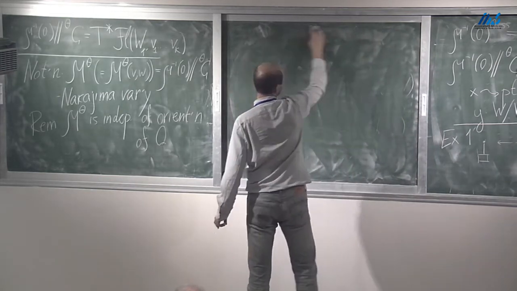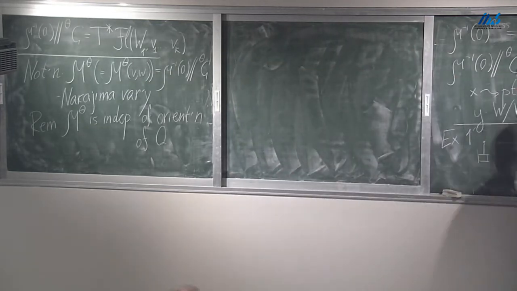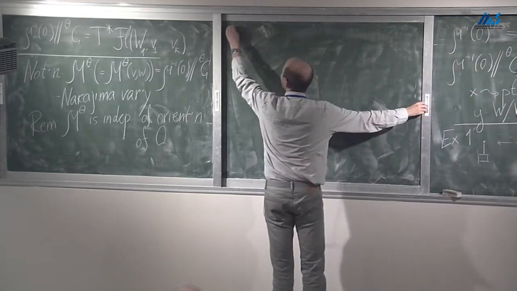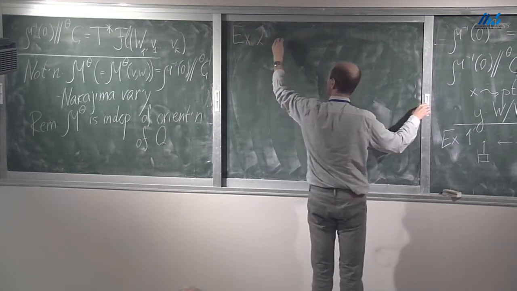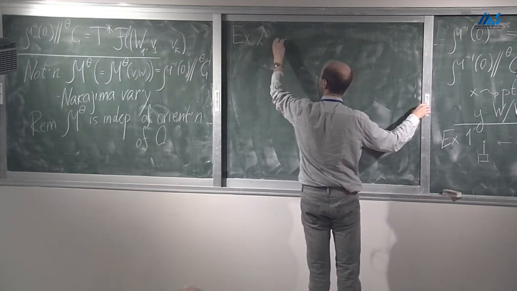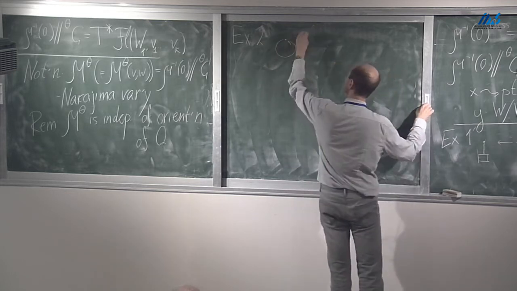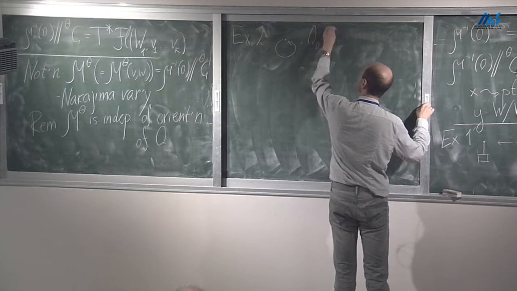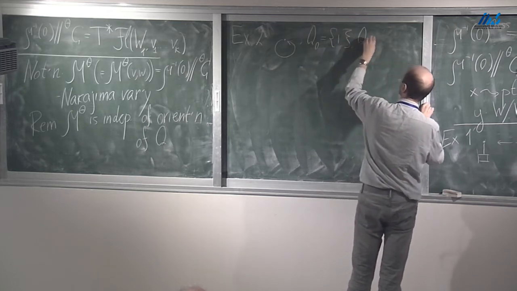Okay. Now I want to give you one more example, and then we'll get to properties. So example number two. The next simplest quiver is going to be the Jordan quiver. One vertex and one loop. So Q0 consists of one element, and Q1 also of one element.